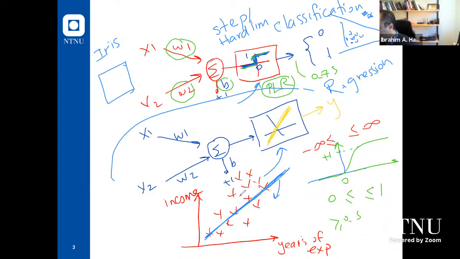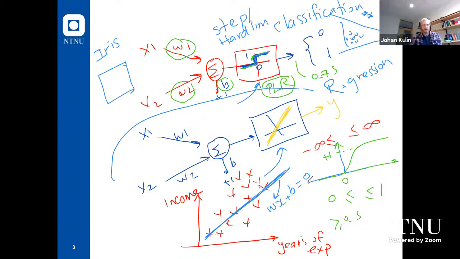If we have 2 inputs, or just 1 input, because here I have only 1 input, which is years of experience, it will be omega x plus b equals 0. Is this correct? Yes. So this function is the fitting function of your data. How can we get this function? We can get it from that part.